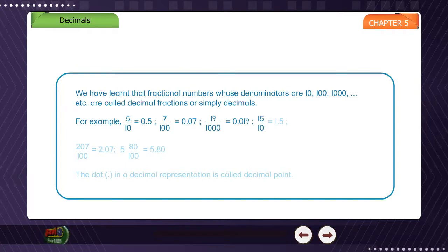15 by 10 is equal to 1.5. 207 by 100 is equal to 2.07. 580 by 100 is equal to 5.80. The dot in a decimal representation is called the decimal point.